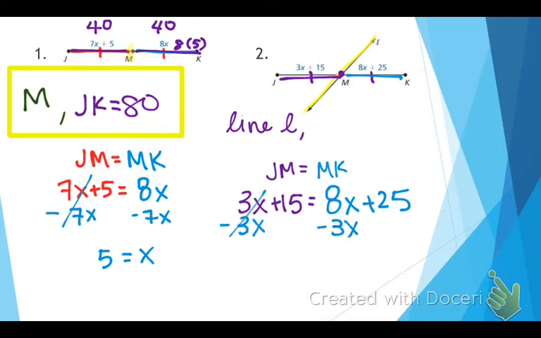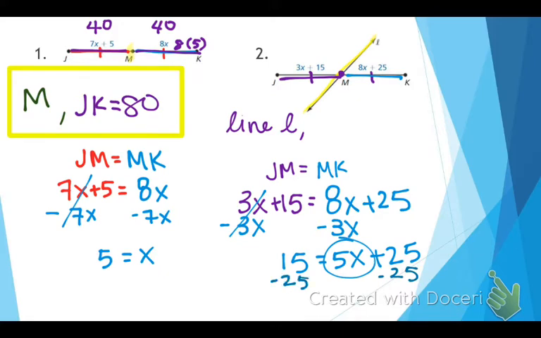So on the left, I only have 15. On the right, I have 8x minus 3x, which is 5x plus 25. I want to get 5x by itself, so how do I move that 25? Subtract the 25. So what is 15 minus 25? Negative 10, and that equals 5x.